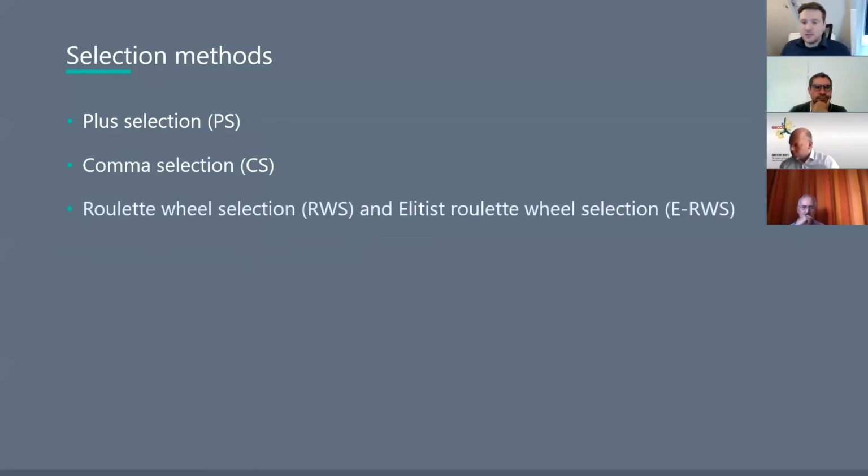Then we have roulette wheel selection and elitist roulette wheel selection, which both work in the same way. The roulette wheel selection assigns a selection probability to each individual. And important to notice is that individuals are candidate solutions in the search space. So when I talk about individuals, those are solutions in a search space. So roulette wheel selection assigns a selection probability to each individual proportionate to their fitness. So very fit individuals have a very high selection probability and very unfit individuals very low.